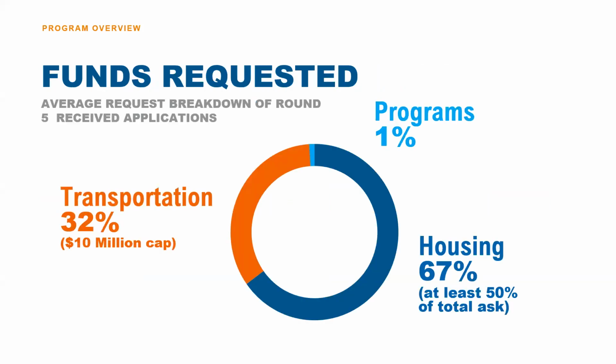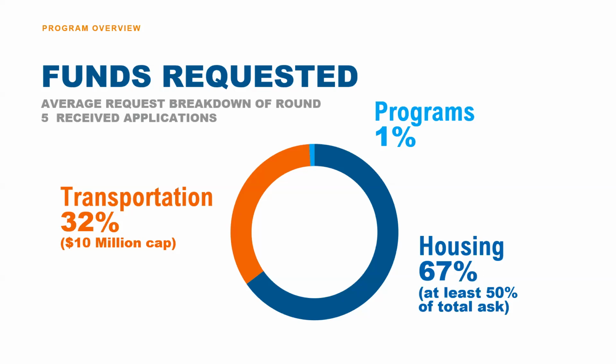So here on this slide, you'll see the average breakdown of how an ASIC request was broken down in round five. As you can see, it's divided between the housing loan and the grants for transportation projects and the program component. There are two requirements that you must keep in mind for how you allocate your ASIC budget. One is that at least 50% of your total request must be spent on the housing piece. Second, you are capped at $10 million for both the STI or TRA, which I'll go into a little bit later, or in other words, your transportation improvement costs.